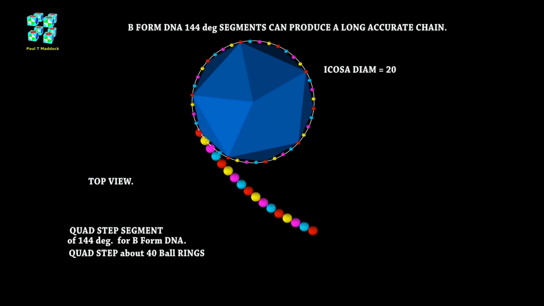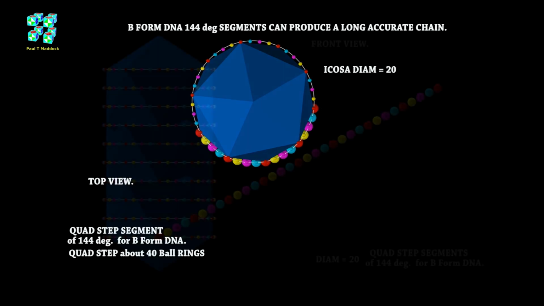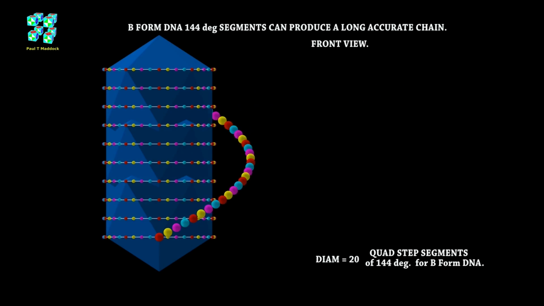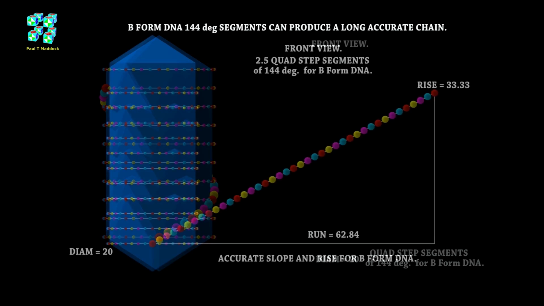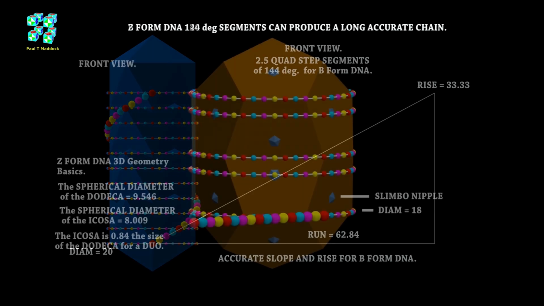And as you can see, the quad step string fits perfectly around the 40 ball rings. Now I'll add another 144 degree section and show it in the front view. Okay, you can see this goes in 144 degree sections, but the next section is going to be half that, and it's going to give us a 360 degree turn. I'm also going to show accurate slope and rise for BDNA. Okay, that's enough of BDNA. I think we can go now to ZDNA.